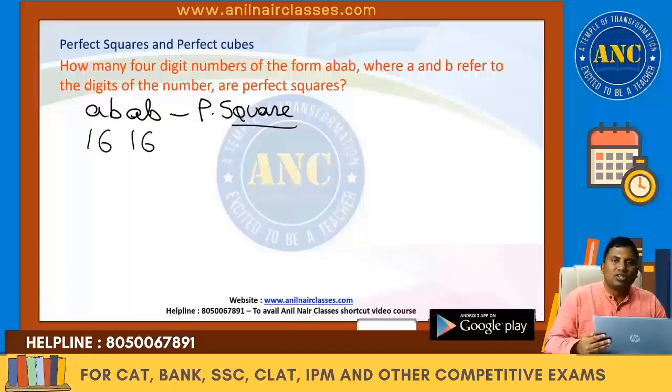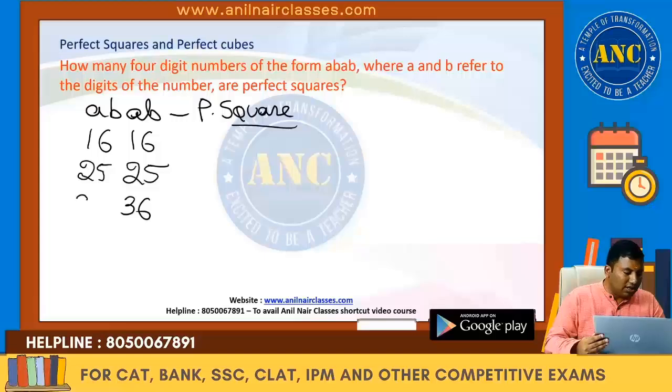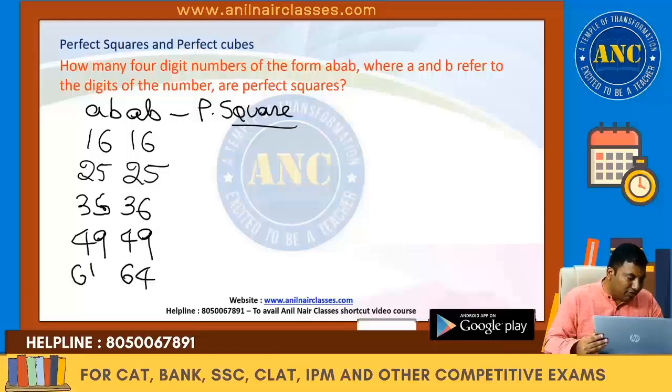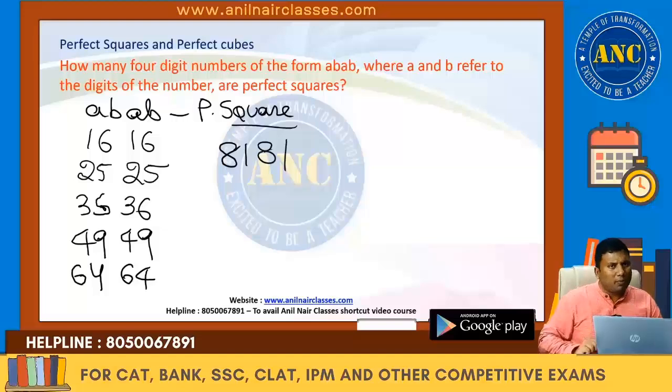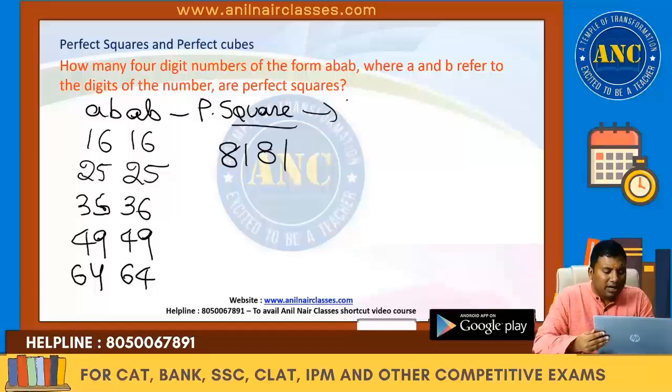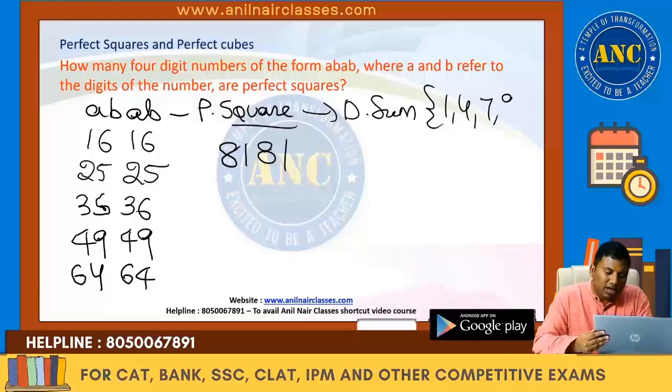It will be 16, 25, 36, 49. Are you all with me? 6 square, 7 square, 64, 81. These are all the possible cases. Yes or no? Try to use the digital sum concept and eliminate. The digital sum of a perfect square should always be 1, 4, 7 or 9.